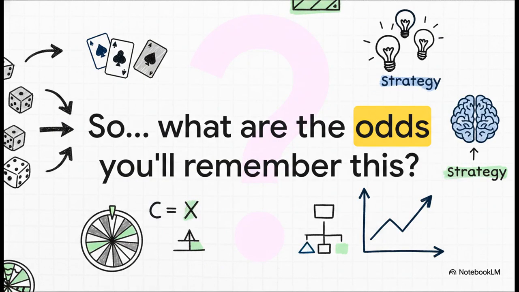After breaking it all down like this, I'd say the odds are pretty darn high. Because now you know that probability isn't some random guess. It's a strategy. And now you have the tools to ace it. You've got this.